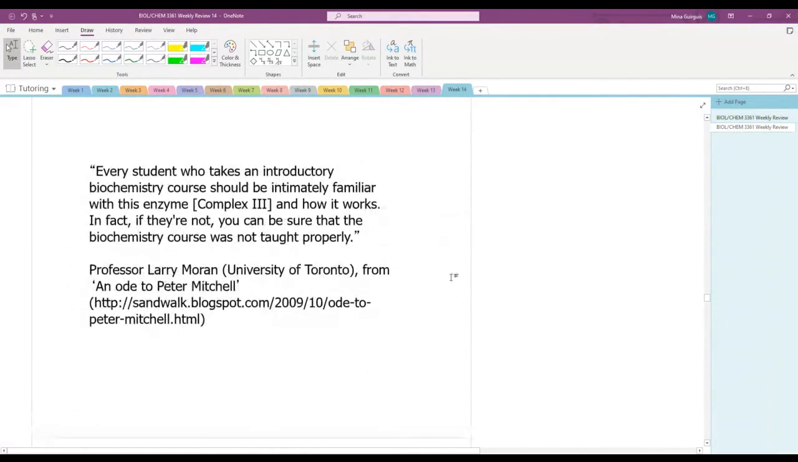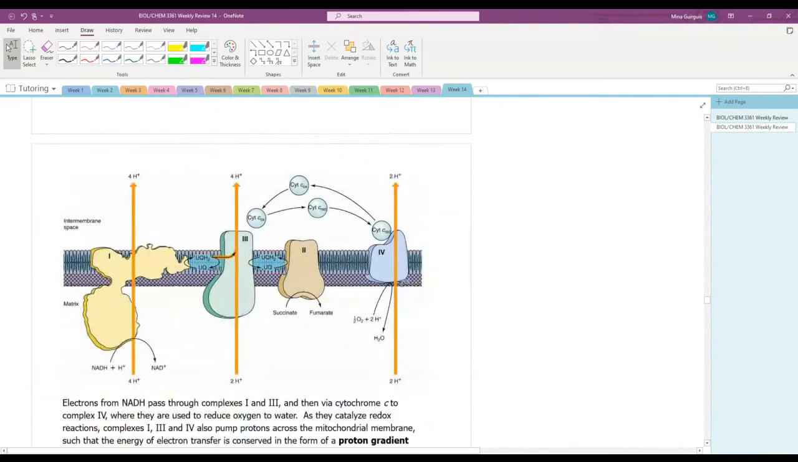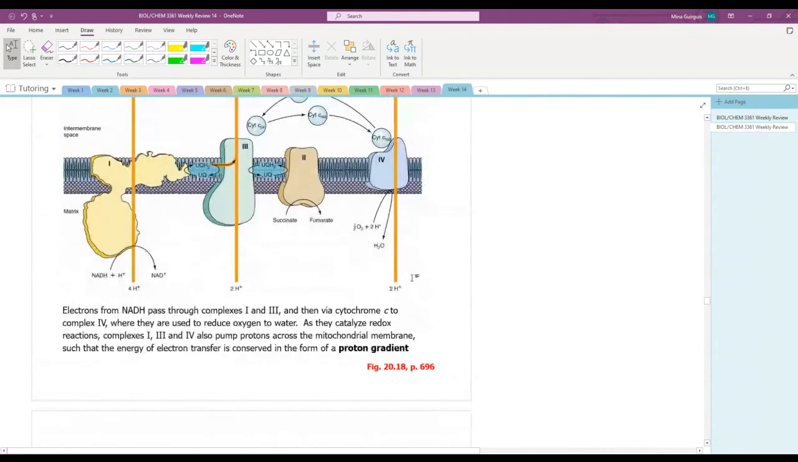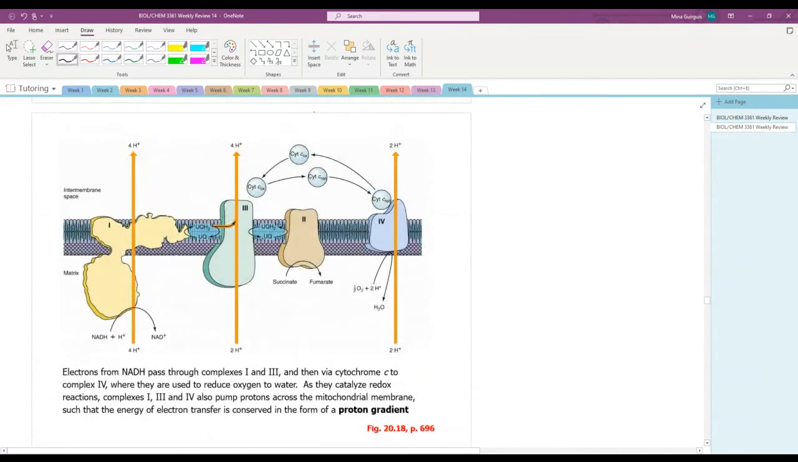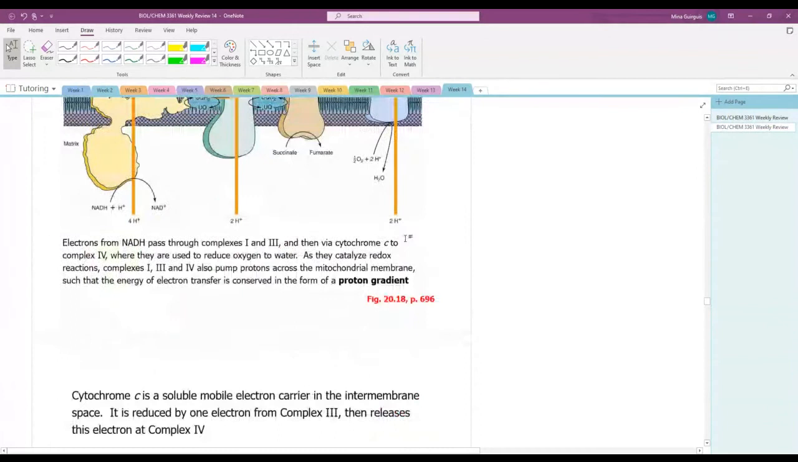This is just something to point out. Every student should be very familiar with complex 3. It is very, very important, okay? So now cytochrome C, as we've been talking about, is this thing that kind of moves electrons around in the intermembrane space. So it's oxidized, and then it's reduced, and then it's oxidized, and it's reduced, and repeat.